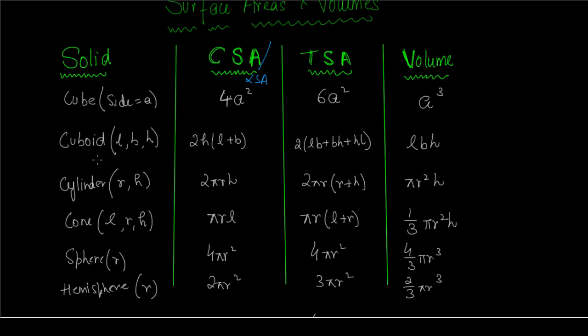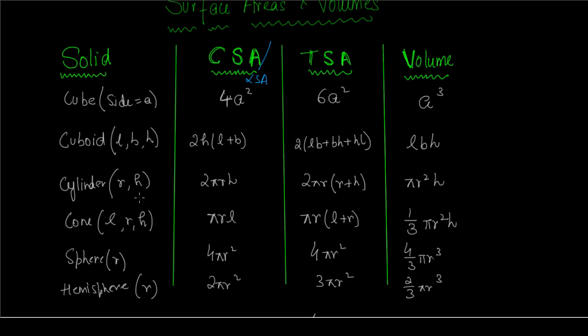So in this you will get 2H into (L plus B). And for TSA you're going to consider the top and bottom as well. So that's 2LB, so you're going to consider it like that: 2(LB plus BH plus LH). Right? And then the volume is LBH. Right? Pretty simple.